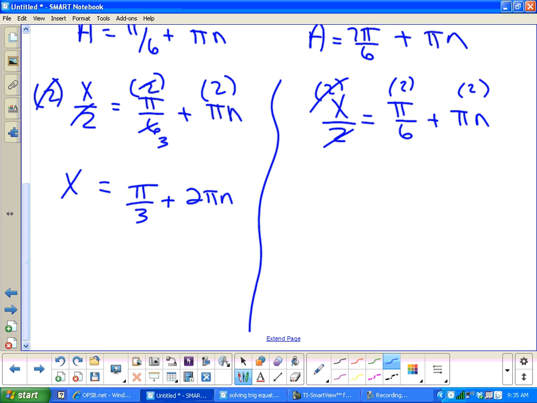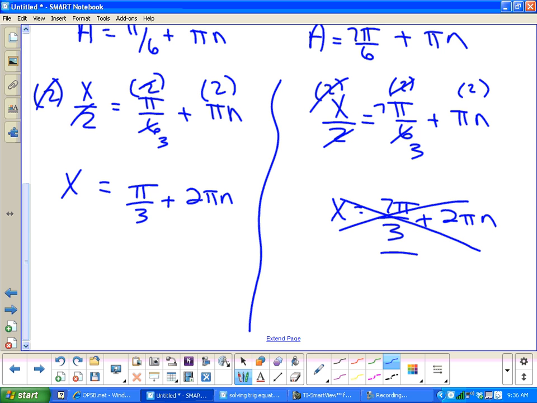Same thing here. 2 goes into 6 3 times. So we'll get pi over 3. Oh, okay. I'm sorry. So that would be 7 pi over 3 then, right? Now, I'm seeing a problem already. Look at that. That's more than 2 pi, isn't it? Isn't 7 over 3 more than 2? Okay, so that's too big. So that's good news. I don't have to worry about that one.